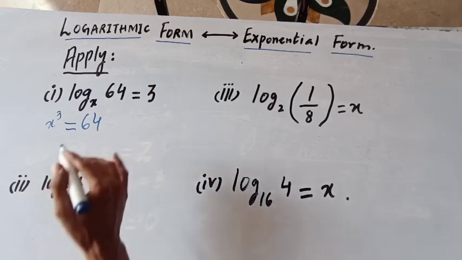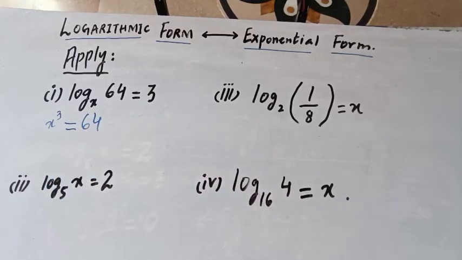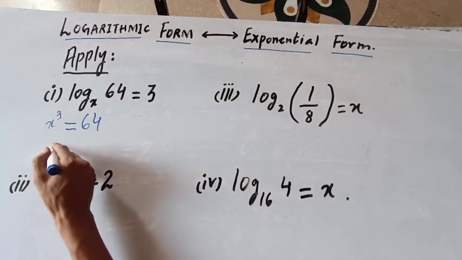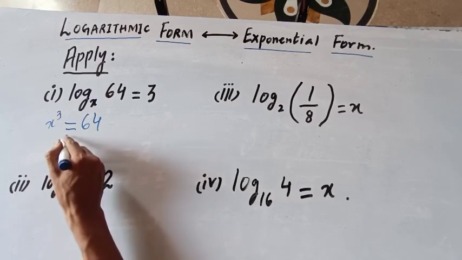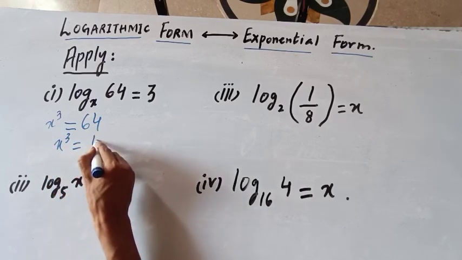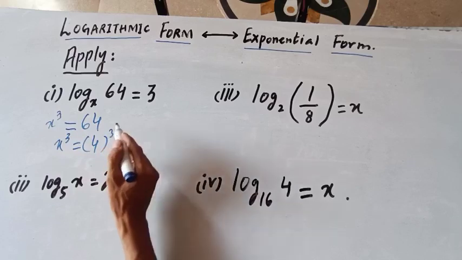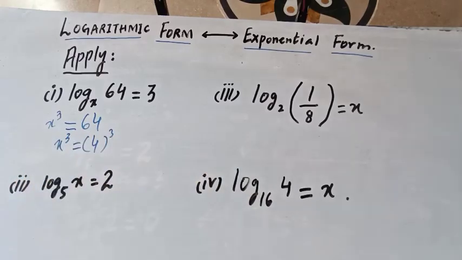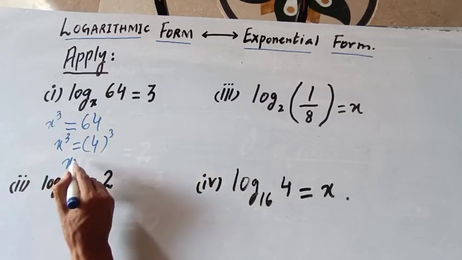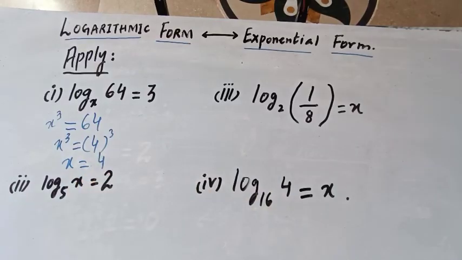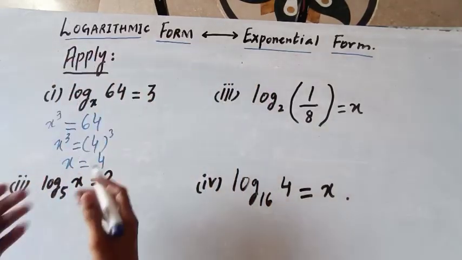So over here we have 64. Now you need to think about it, which number has power 3 and the answer will come 64. If you do 2 cube, it's 8. If you do 3 cube, it will be 27. But if you do 4 cube, it will be 64. So now you can see powers are same, so we can say that the value of x is 4. This is how we can apply this particular concept over here.